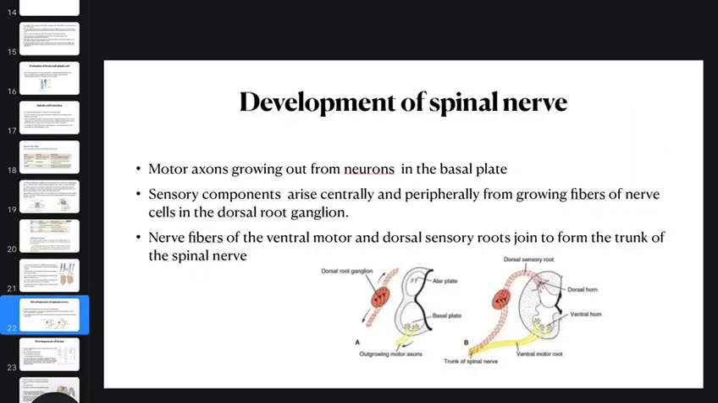Then, coming to the development of the spinal nerve, motor axons grow out from the neurons in the basal plate. Sensory components arise centrally and peripherally from the growing fibers of the nerve cells in the dorsal root ganglion. Nerve fibers of the ventral motor and the dorsal sensory roots join to form the trunk of the spinal nerve.